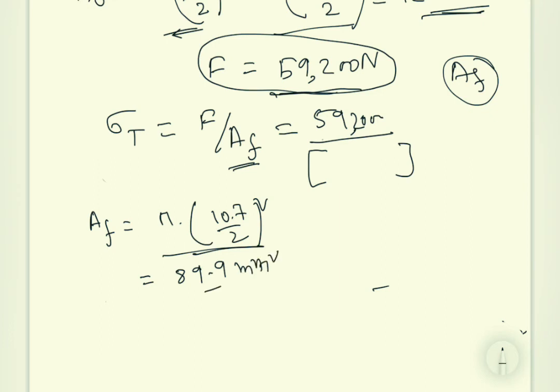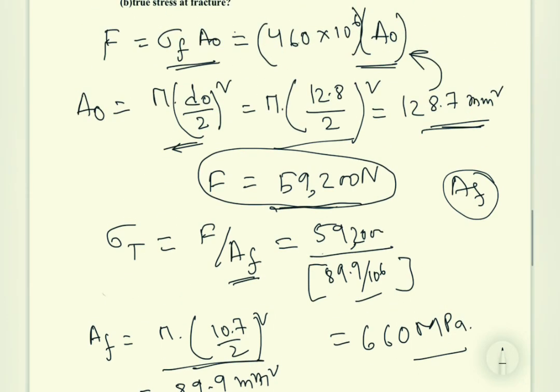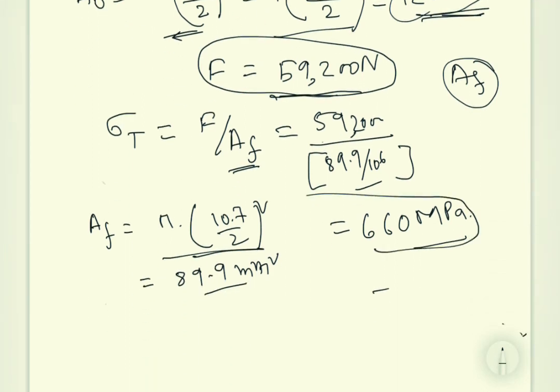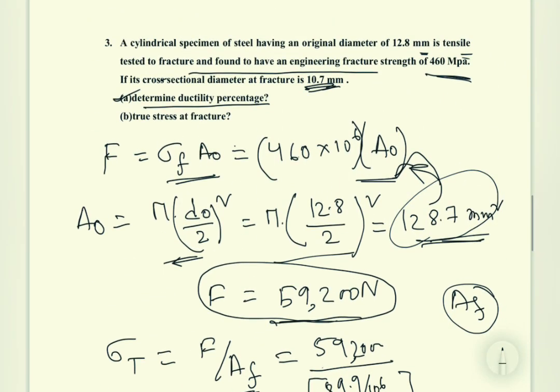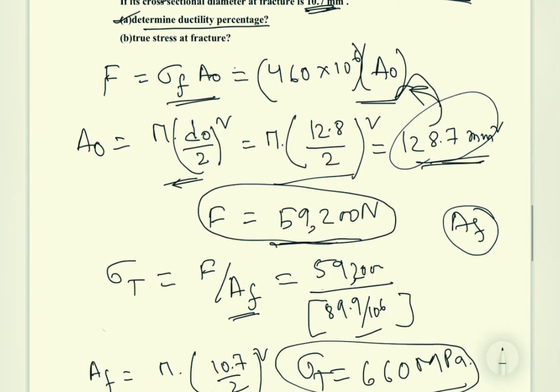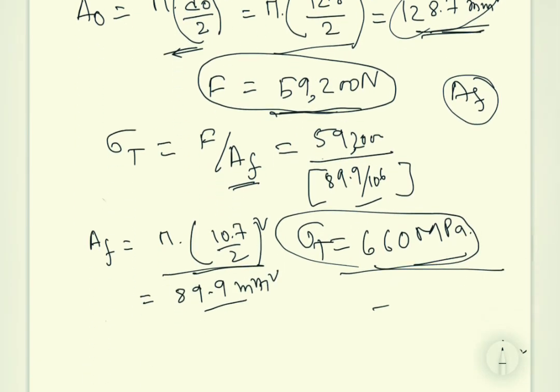That is 89.9 mm square. So we will put it in SI, divided by 10 to the power 6. So that would be 89.9 divided by 10 to the power 6, in SI meter square. Similarly here also we will put in SI, remember it. So be cautious about the unit. So this sigma T is 660 MPa. Obviously this is quite higher than this 460. That is the true stress.